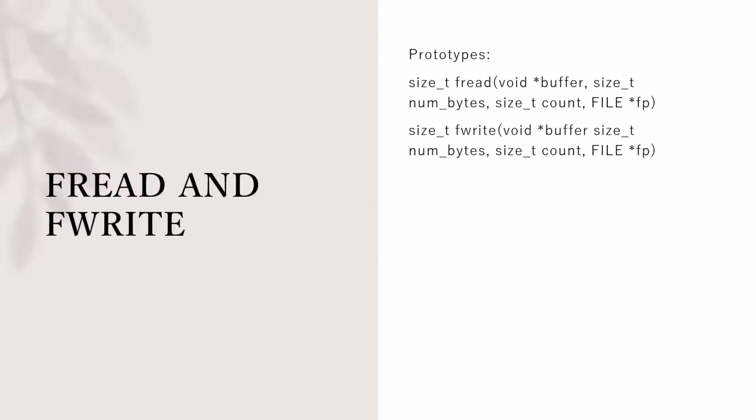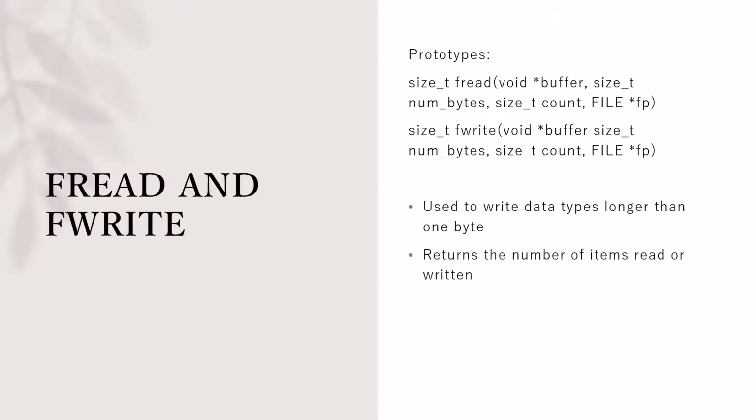Again, fwrite takes the same parameters as you can see as fread. Used to write data types longer than 1 byte. So now we're talking about integers, floats, etc. Returns the number of items read or written. Count is equal to the number of items written. Okay, but the return could be less than count if we reach end of file or if there is an error.